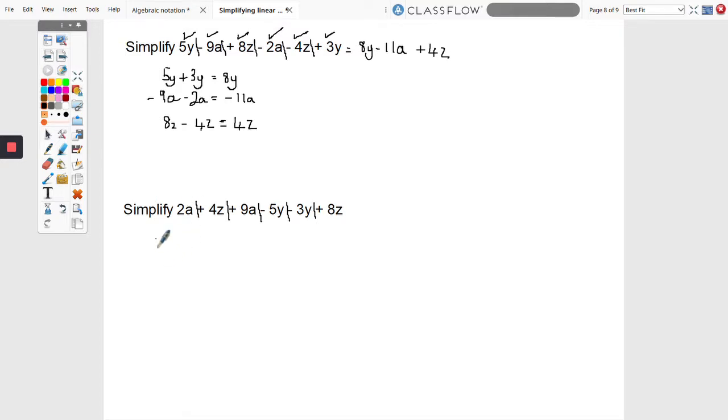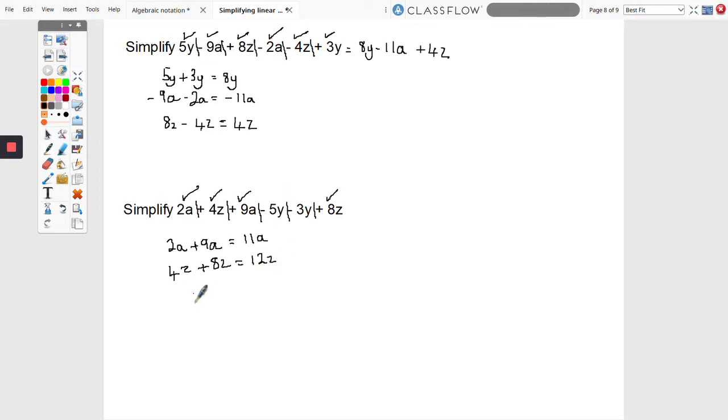I'm going to start at the beginning again on the left, so I've got a 2a. I'm going to tick that one off to show that I've used it. And then if I have a look along, I've only got one more term with an a, so I've got add 9a. And then my next term is a z, so I've got a positive 4z. And then if I have a look along, I've also got a positive 8z on the end. Oh, and I haven't done the maths there, so 2a add 9a is 11a. And 4z add 8z will give me 12z.